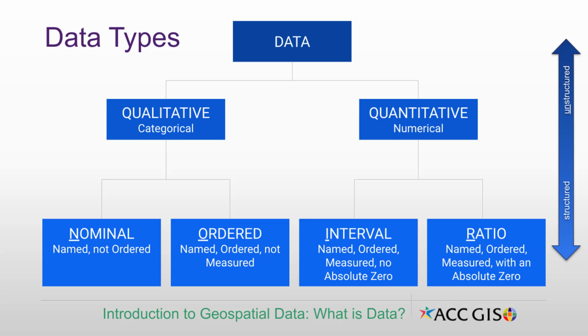Ratio is data that is named, ordered, measured, and it also has an absolute zero. In GIS, for example, population is an example of a ratio data type. So you have places like New York City or Los Angeles that have a very large number. Then you have more rural locations that have smaller numbers, all the way to places, for example, in West Texas or in North Dakota that have zero. And zero means there are no people there. So whatever that data type is, when you have zero, it means there's none of it left.